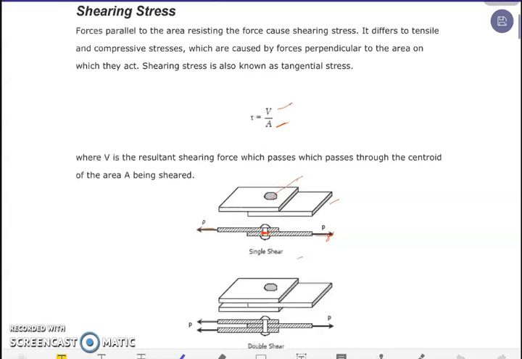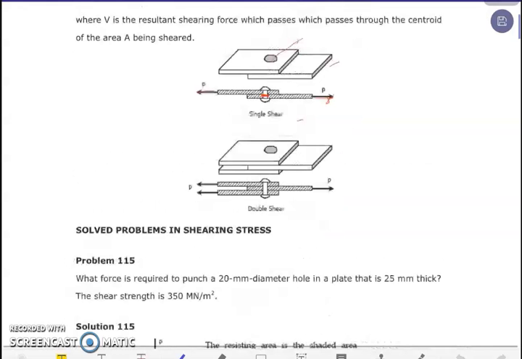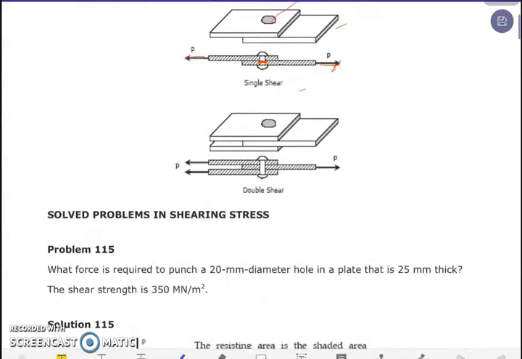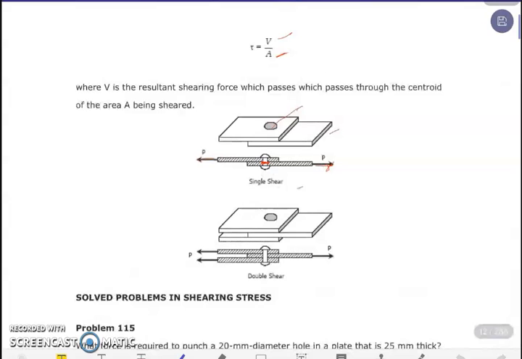We also have double shear. The second one is an illustration for a double shear. If we apply a force at both ends of the plane, this portion will be sheared off and this portion will be sheared off. That is why it is called double shear.